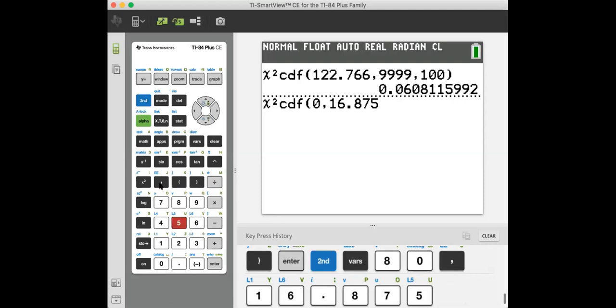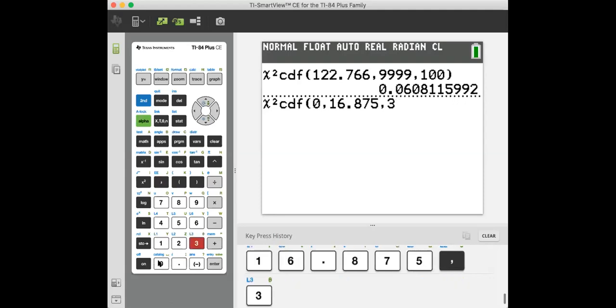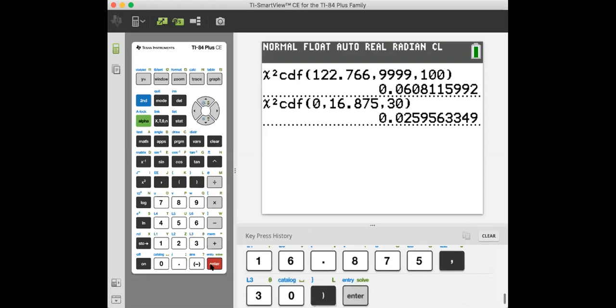And then we're going to put in the degrees of freedom, which in this case was 30. And hit enter. And we get 0.025, well, actually 0.0260 to 4 decimal places. Since this is a 5, that becomes a 10. We carry the 1, so that's a 0 there. This becomes a 6. 0.0260.